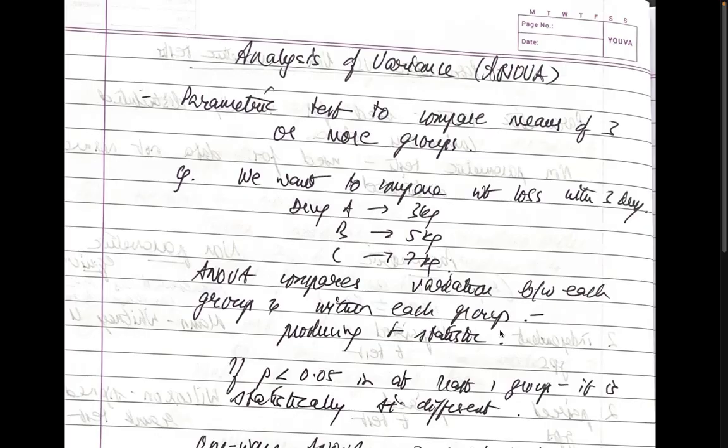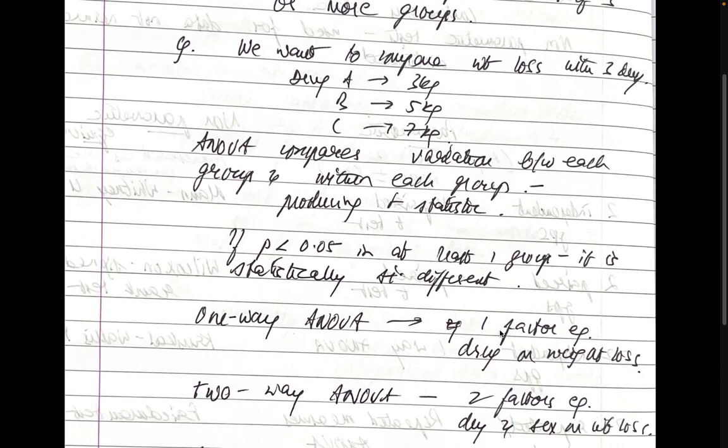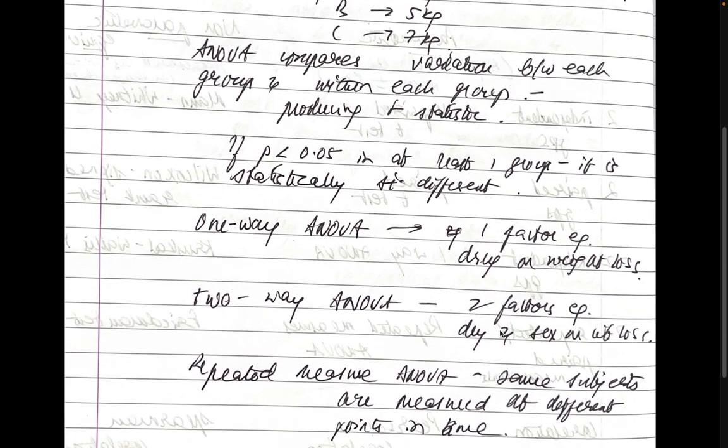Analysis of variance or ANOVA. It's a parametric test to compare the means of 3 or more groups. Example, we want to compare the weight loss with 3 drugs. Drug A 3 kg, B 5 kg and C 7 kg. So the ANOVA compares the variation between each group and within each group. It produces an F statistic. If the P is less than 0.05, at least one group is statistically different.